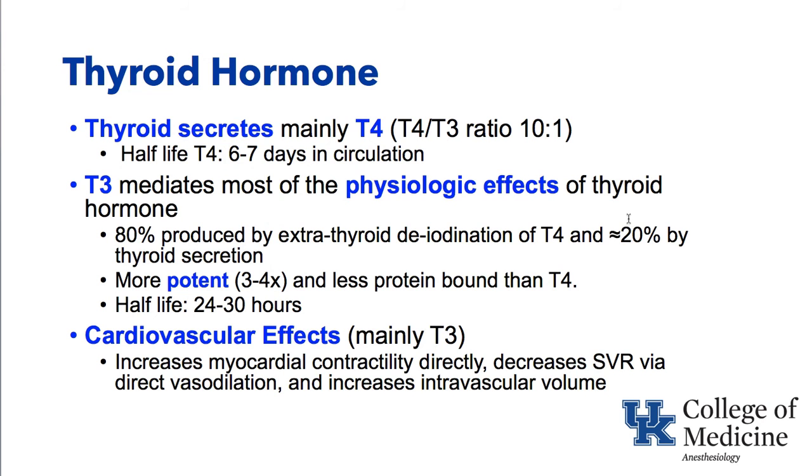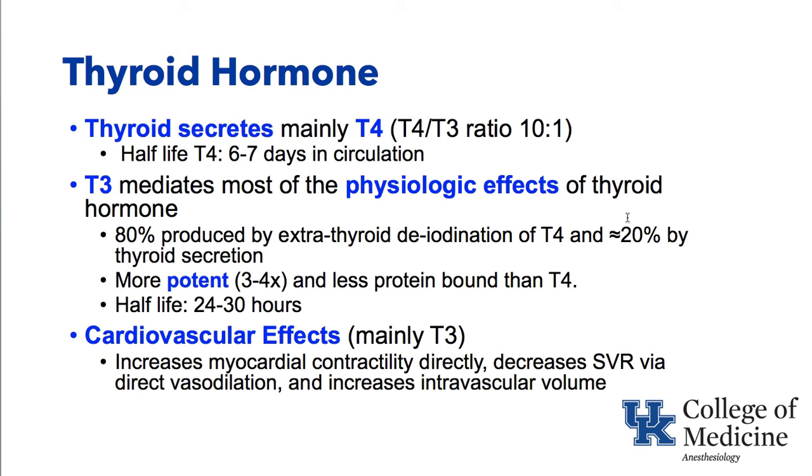The thyroid hormones T3 and T4 are discussed next. The thyroid secretes mainly T4, in fact in a ratio of about 10 to 1. The half-life of T4 is longer than T3. It's in the range of about a week in the circulation. So therefore, a hyperthyroid patient who's secreting a lot of T4, even if you take out the thyroid gland, there still can be a lot of T4 circulating in the body for some period of time afterwards.